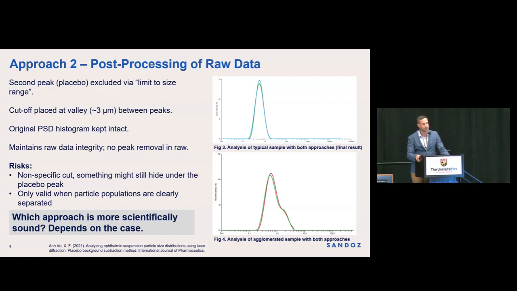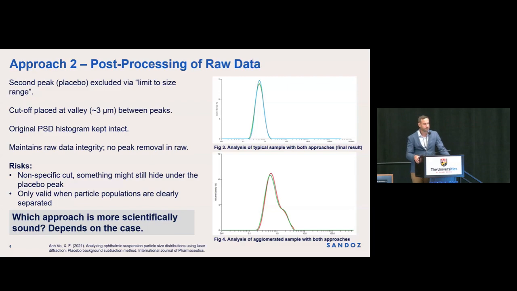And what is the major disadvantage? Of course, it's a non-specific cut. What we do is simply we have a look at the lowest point, and even though it is on the baseline, what if there are some particles in the area above that, hiding under the peak? This is probably the common issue for both of the methods. And of course, this method works only if we really can confirm that these particle populations are clearly separated.